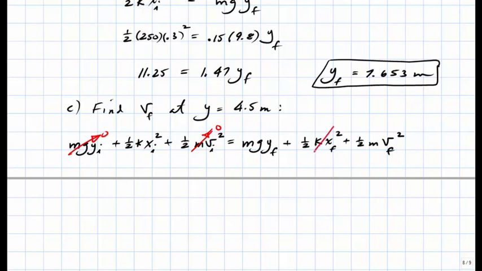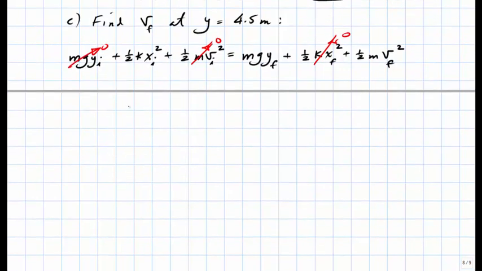And finally, the ball will have a final velocity because the only time it is at rest is at the beginning as well as when it reaches maximum height. So at 4.5 meters, we're not at maximum height, which means that this term will remain.